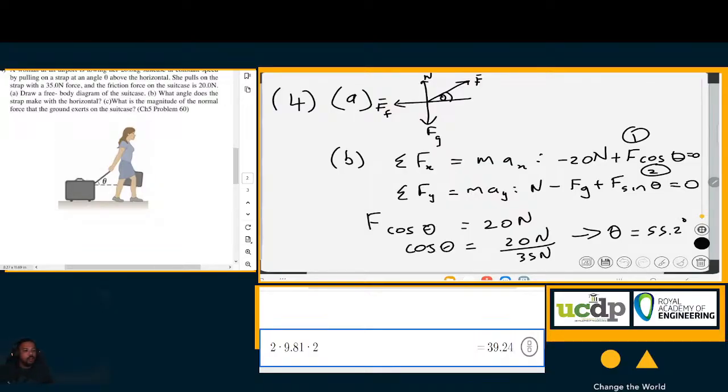Okay? If you don't understand, please help me so I can re-explain. Someone asked, will the tutorials be saved? Yes, they will be saved. Okay, so theta is now 55.2 degrees.